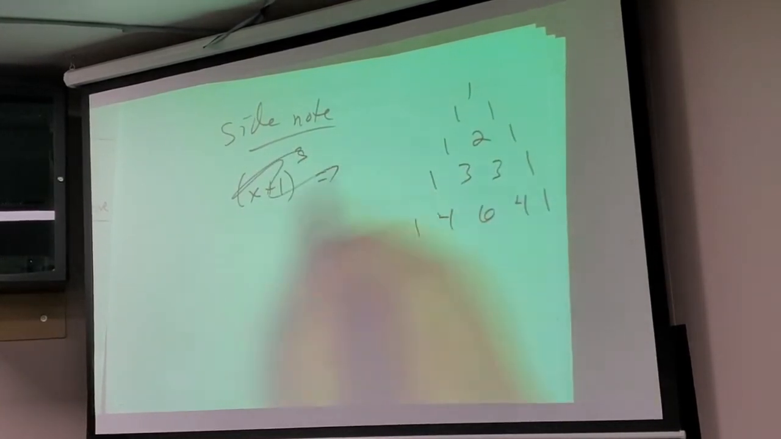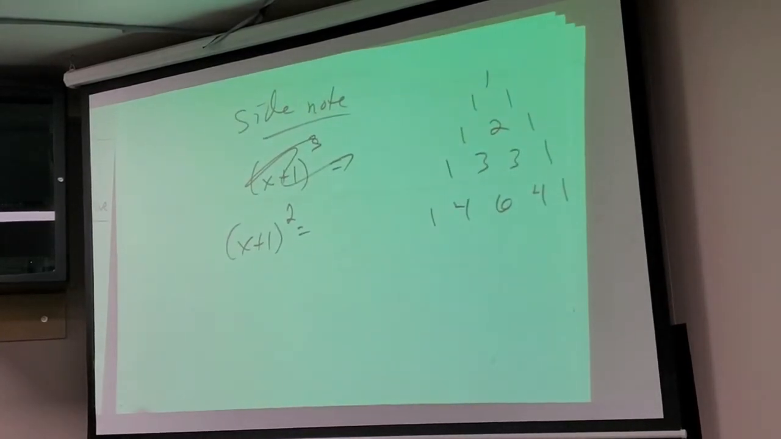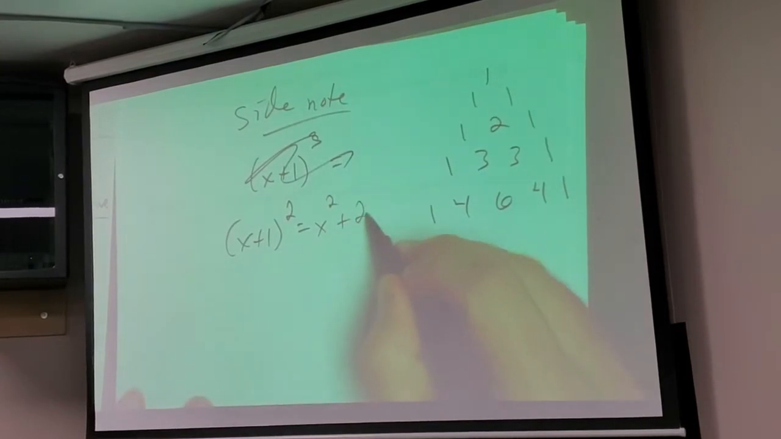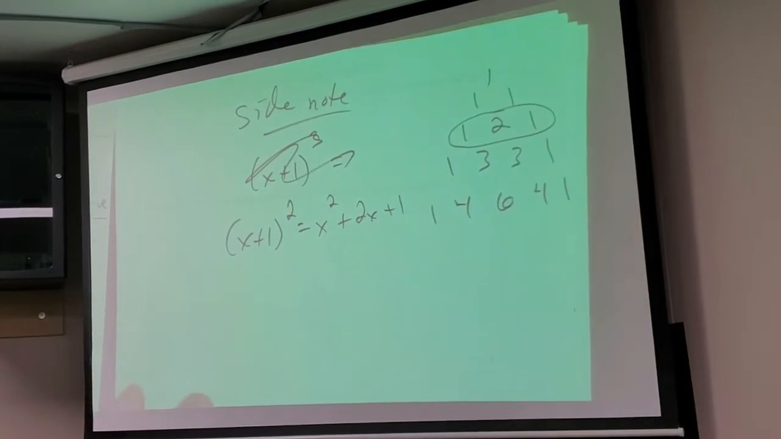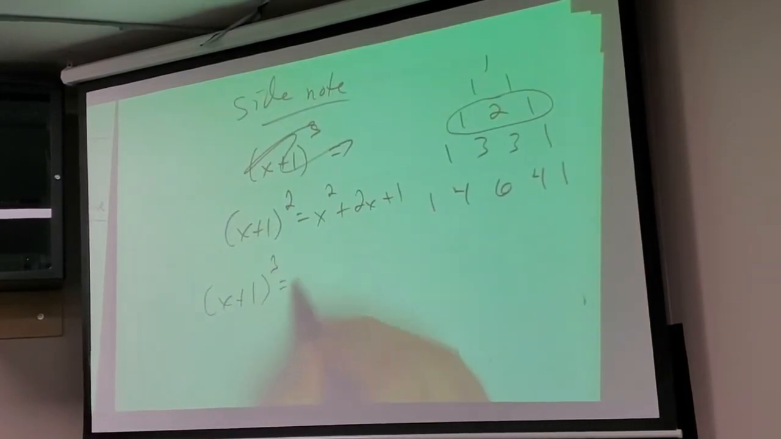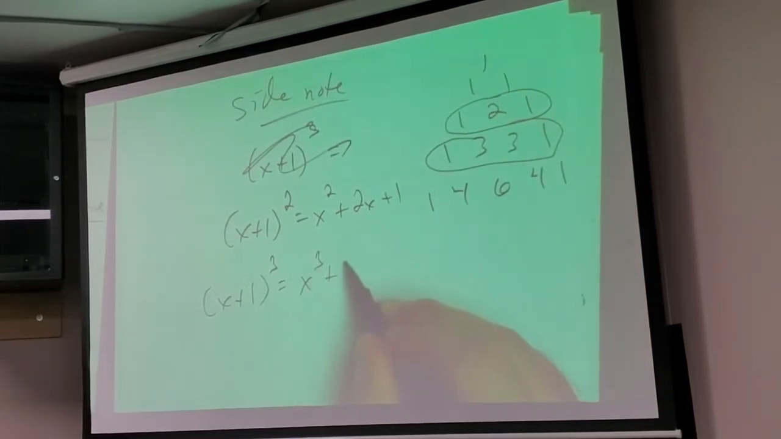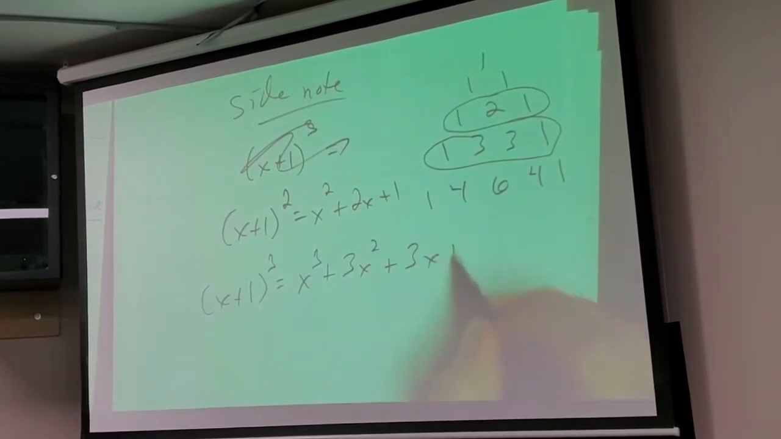Real quick, let me get you guys to buy into this. This is quick, right? What's x plus 1 squared? 1, 2, 1. x squared plus 2x plus 1. What are the coefficients? So what's x plus 1 cubed? 1, 3, 3, 1. x cubed plus 3x squared plus 3x plus 1.